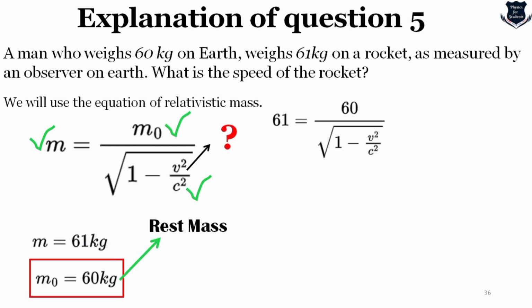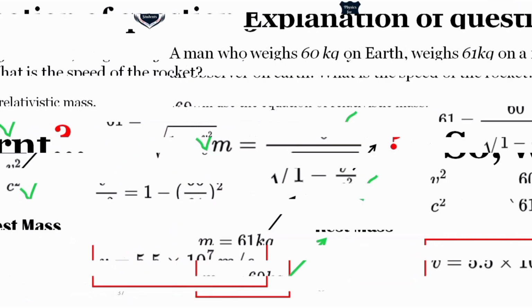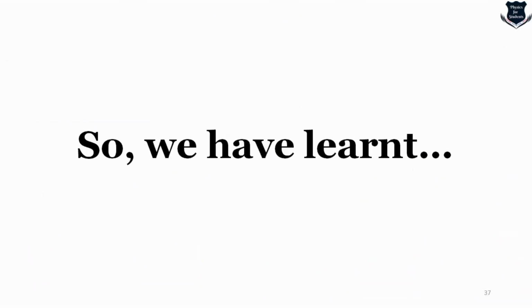So we put in these values. 61 equals this, 1 minus v square, and just by calculating we get the value. So the speed of the rocket is this, right? We got the speed of the rocket, right? So what have we learned? We have learned time dilation, we have learned length contraction, we have seen a little bit of mass energy equivalence and the muon decay factor.